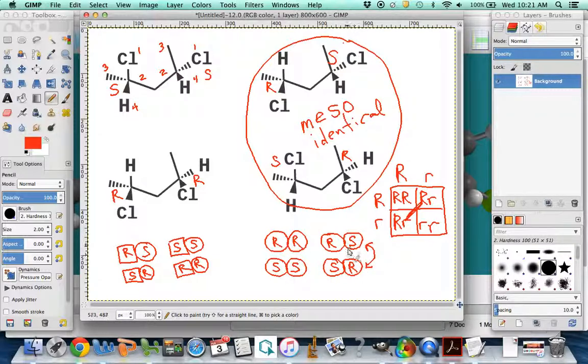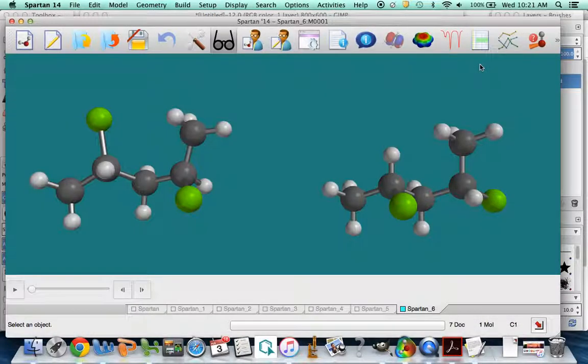Now let me try to illustrate and convince you that the RS and the SR are actually the exact same molecule. Let's look at them on this screen. Here we've got the molecules we were just talking about. Here's one chiral carbon, here's the other. And if you look, I've just switched the stereochemistry on the chiral carbons between these 2 molecules, really just by switching the chlorine and the hydrogen positions, right? Chlorine up, hydrogen at you, hydrogen up, chlorine at you, and the same for the other.